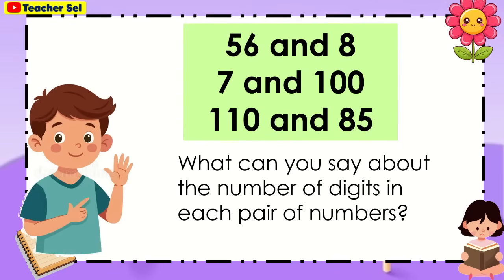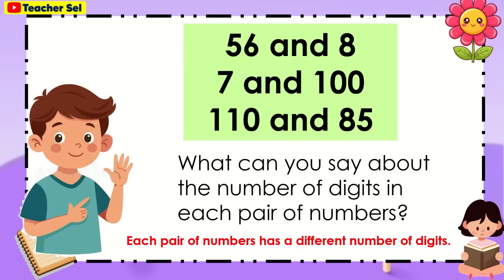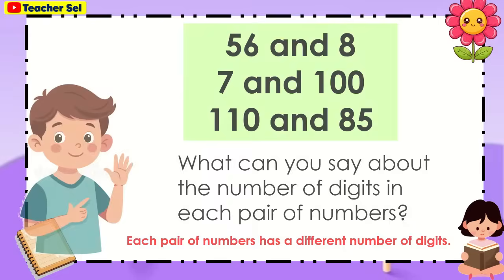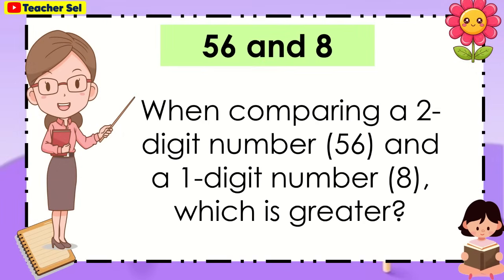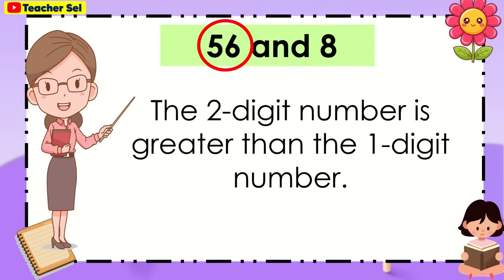56 and 8, 7 and 100, 110 and 85. What can you say about the number of digits in each pair of numbers? Each pair of numbers has a different number of digits. 56 and 8. When comparing a two-digit number, 56, and a one-digit number, 8, which is greater? The two-digit number is greater than the one-digit number.